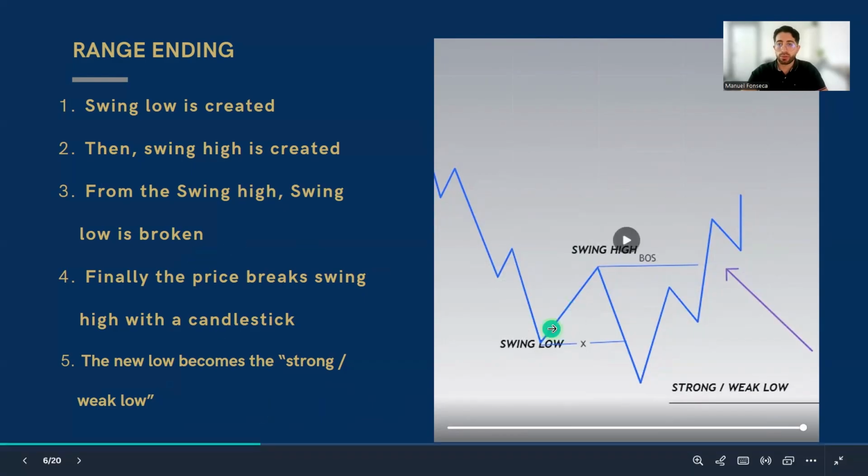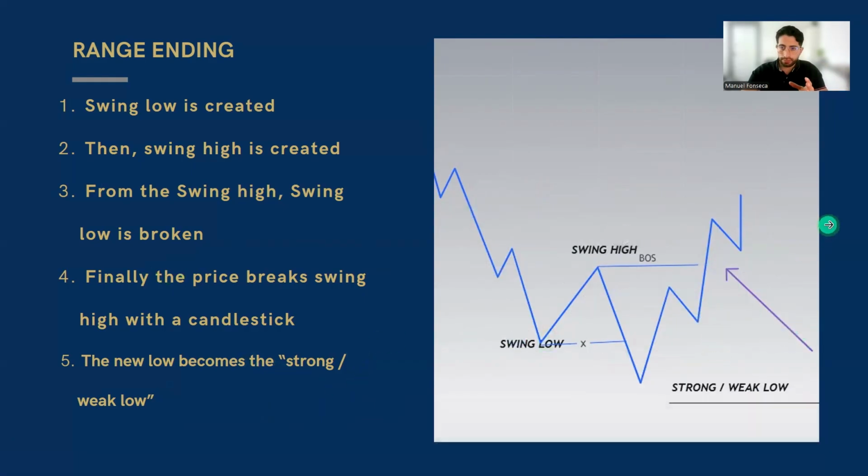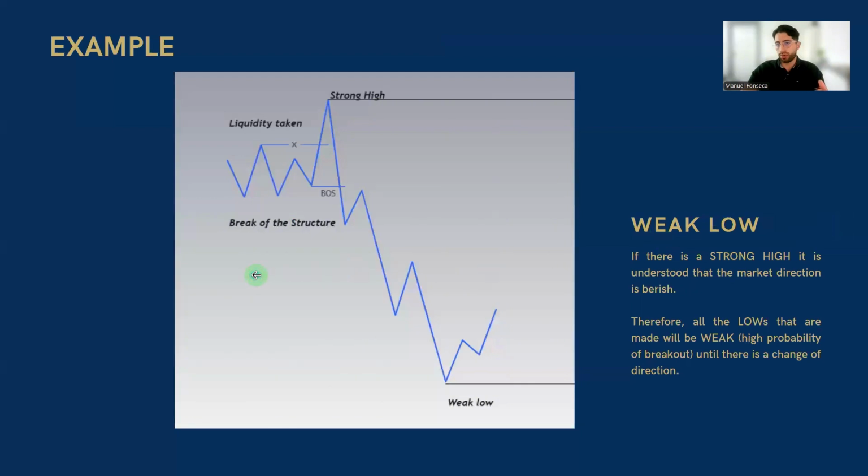Now with this we have both the beginning and the end of a range. Now this is how a complete range would look. We have here the beginning, so liquidity taken, which means a swing high is created, a swing low is created. From the swing low, the liquidity is taken. And from this point, we make a break of structure. Price keeps pushing down, keeps pushing down, until at some point it starts making a kind of retracement.